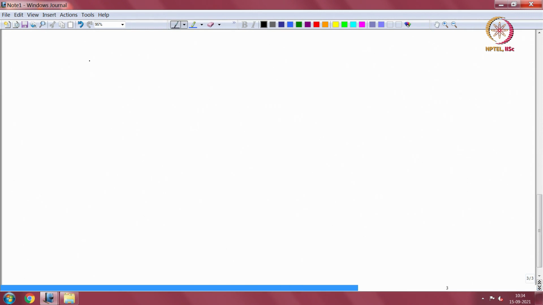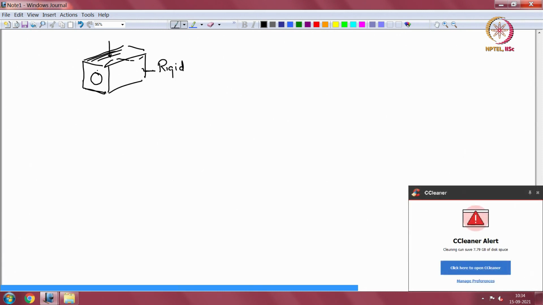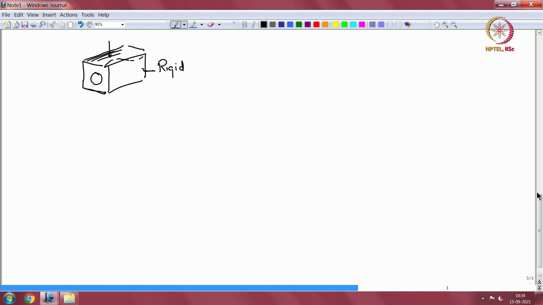Then we will follow this with a box with a flexible panel on the top that vibrates, and it interacts with this cavity where all the other 5 surfaces of the box are rigid. We will examine the coupled response of the panel and the fluid medium when they are excited. That is the third problem we will look at.